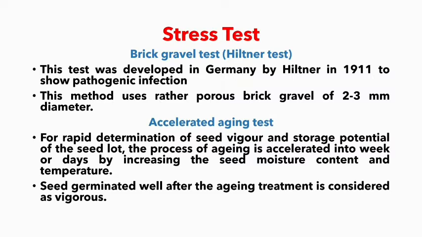Next test, accelerated aging test. For rapid determination of seed vigor and storage potential of the seed lot, the process of aging is accelerated into weeks or days by increasing the seed moisture content and temperature. Seed that germinates well after the aging treatment is considered vigorous.